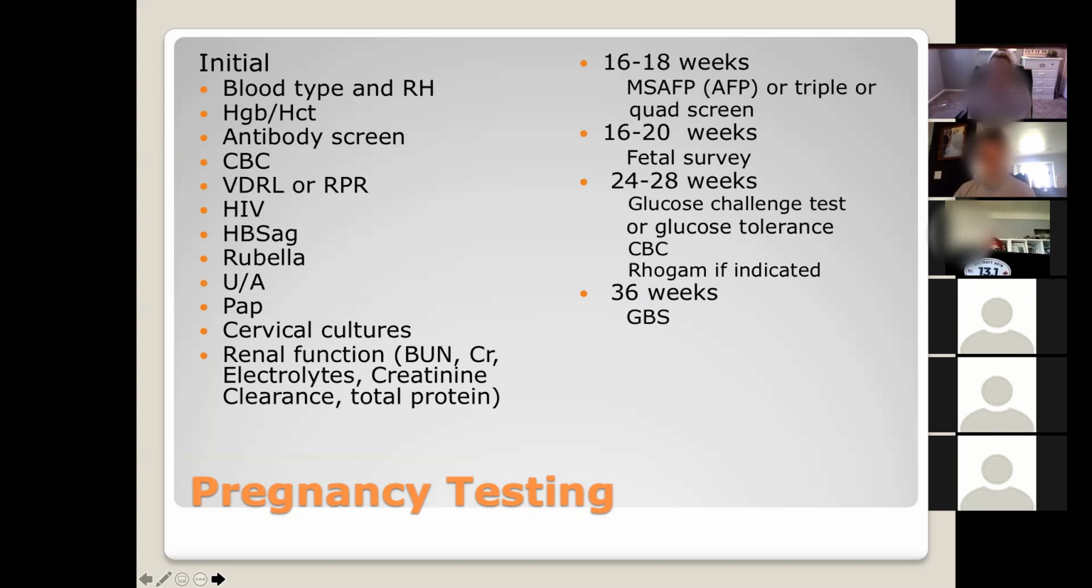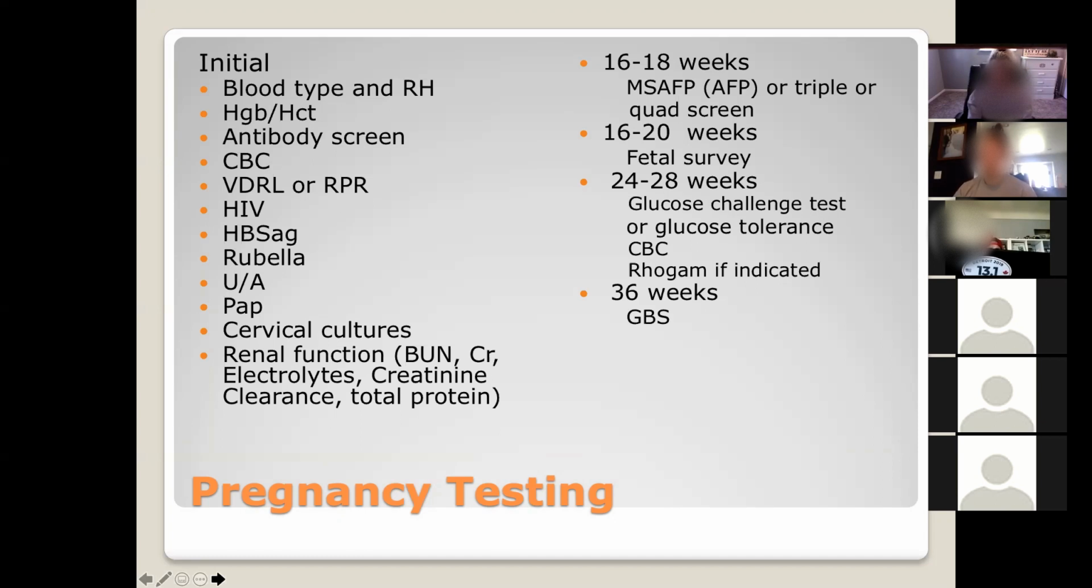A UA, a Pap smear, so like we talked about last week, looking at collecting cells from that cervix to look for possible cancer-causing cells within that. Cervical cultures, usually they'll do a gonorrhea, chlamydia culture, if need be, any other cultures they think are needed to see if there's any infections going on.